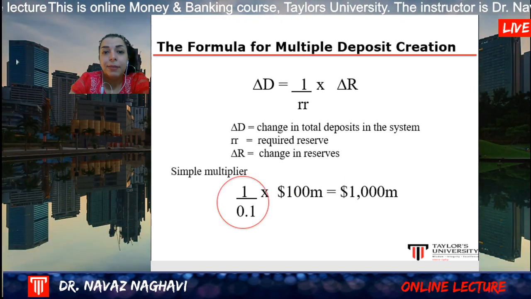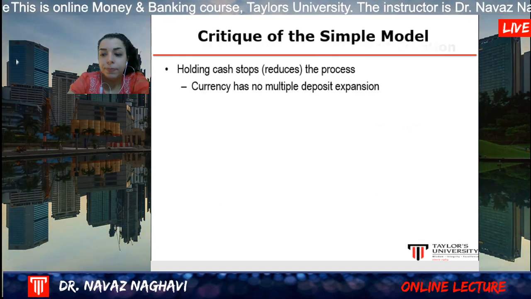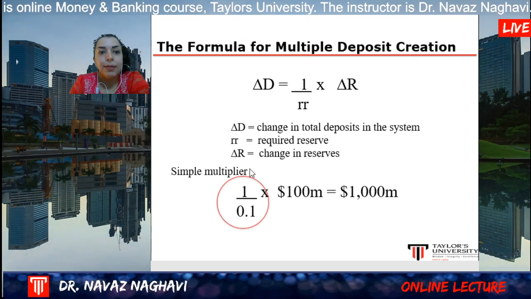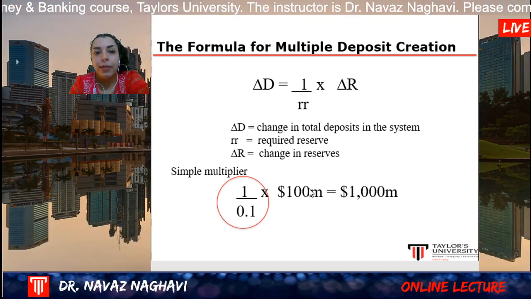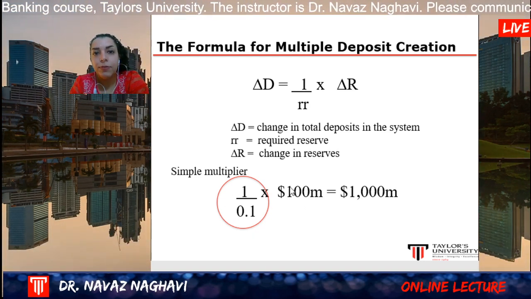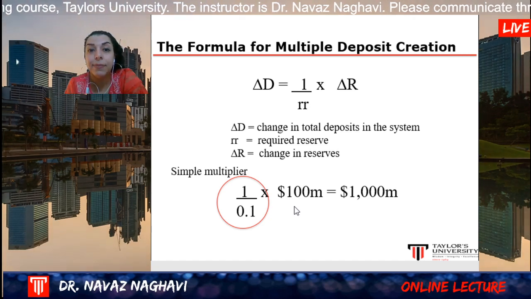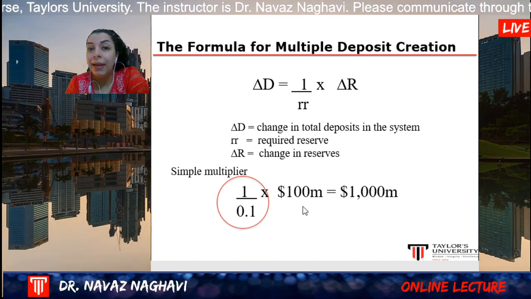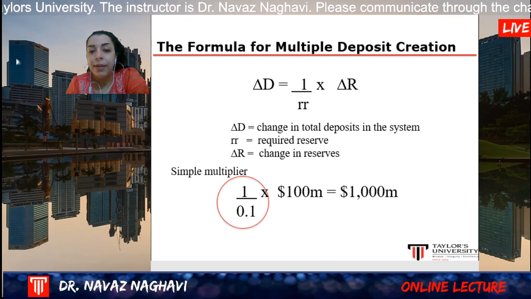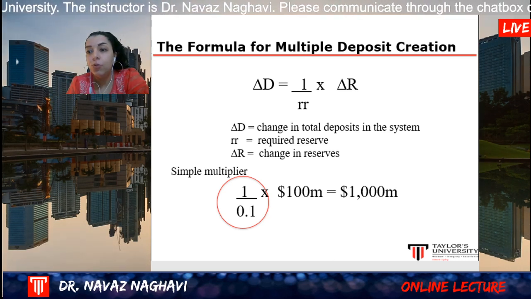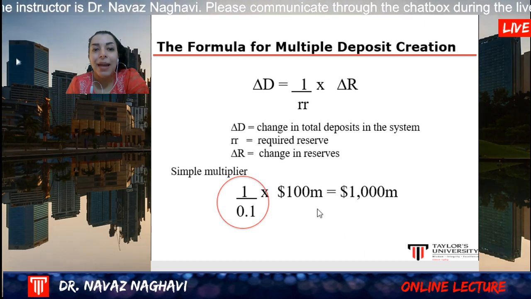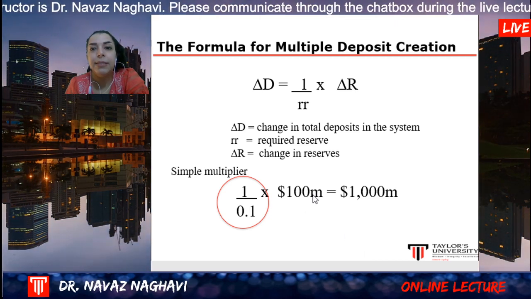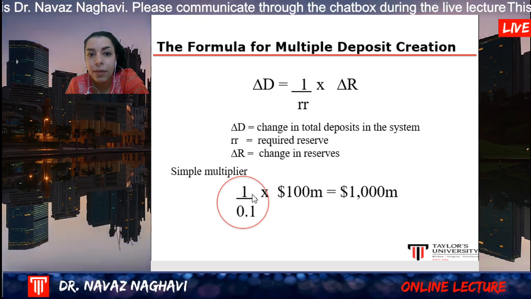So that was a very simple example. Of course, now this is exactly the simple multiplier. What is it multiplying? It is multiplying the amount of the reserve in the banking system. That's why I said to you earlier that it is very important that we deal with reserve rather than currency. And that's why I said that currency is a leakage from the system. Do you see any currency here?